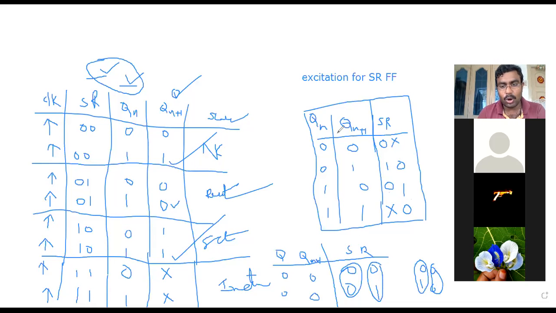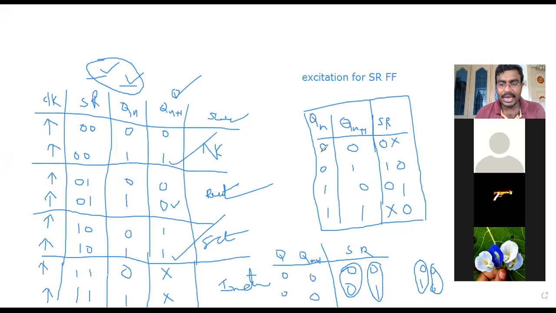Guys, this is called the excitation table of SR flip-flop. Do you have an idea how to write the excitation table of SR flip-flop? Yes, sir. Like this, we have to design the excitation table for D flip-flop. We have to write for JK flip-flop. We have to write for T flip-flop, toggle flip-flop, guys. Okay, all these things should be there in your mind.